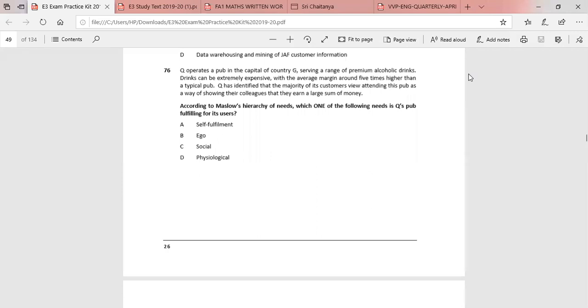I mean, it's the needs of the customers. So needs of the customers among these four: self-fulfillment, ego, social, physiological.